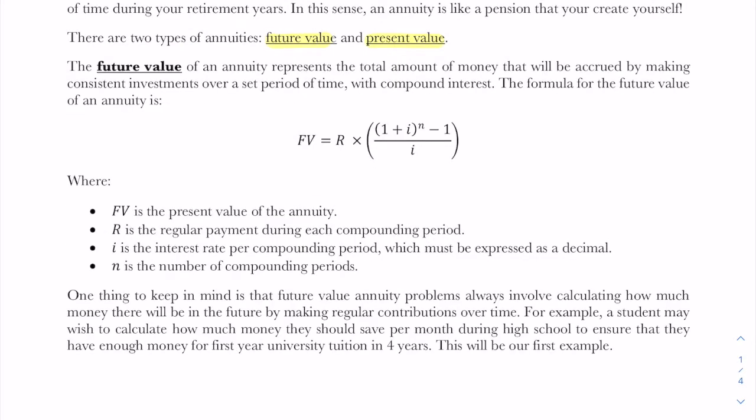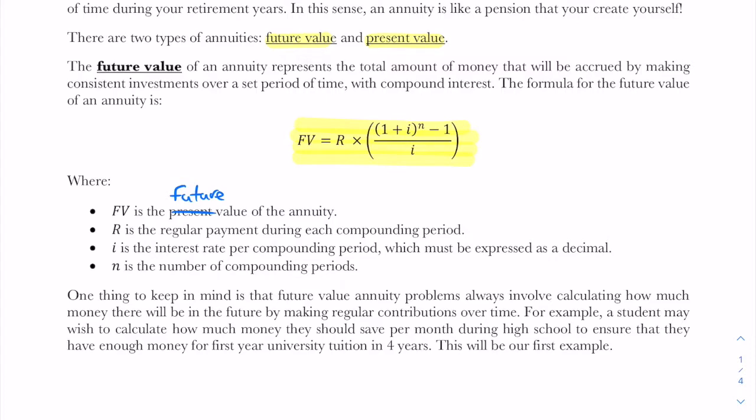The future value of an annuity represents the total amount of money that will be accrued by making consistent investments over a period of time, with compound interest. The formula is shown below. Here, FV represents the future value of an annuity. Sorry, there's a small typo here. Future value.